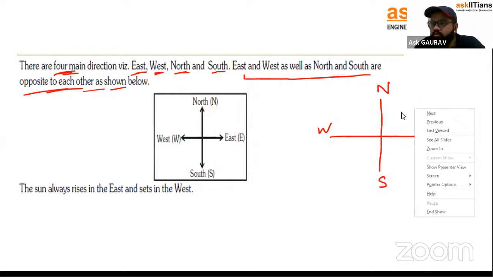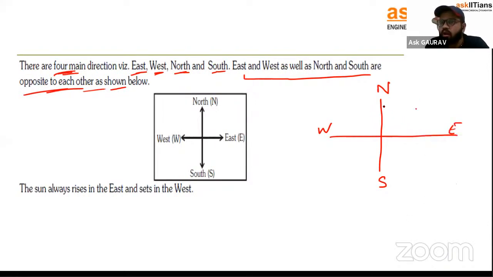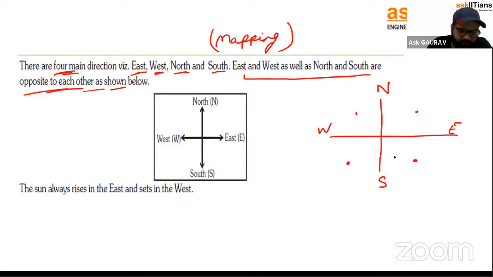Where is direction used? Direction is used for locating or mapping, right? If I say that a point is there, what will be the direction of that point? So that point will be in northeast direction, right? Similar way, southwest, northwest, and your southeast, right?